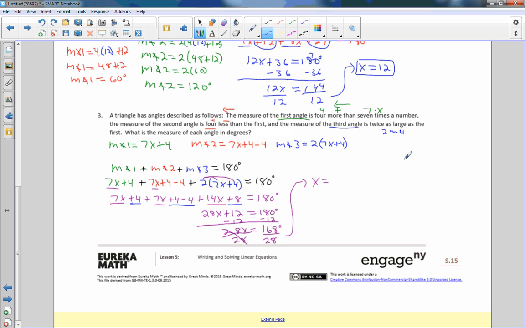So over here I'll do this. 28 into 168. 6 times 8 is 48. 6 times 2 is 12. Plus 4 is 16. No remainder, so x is 6. Okay.